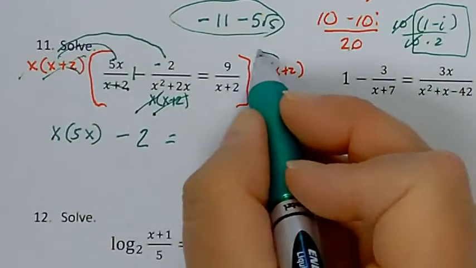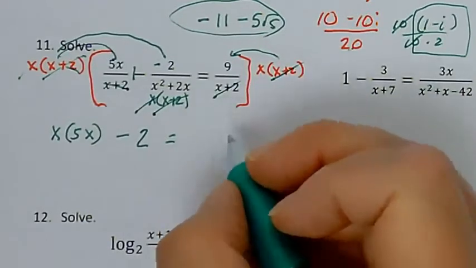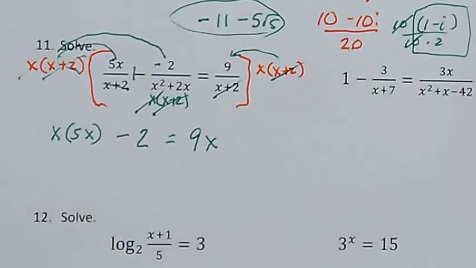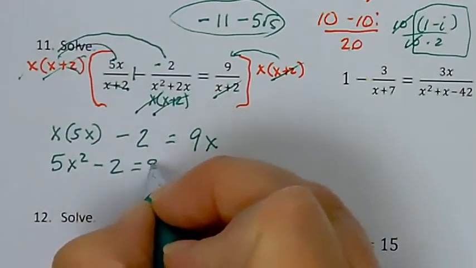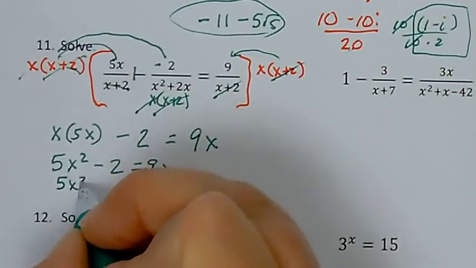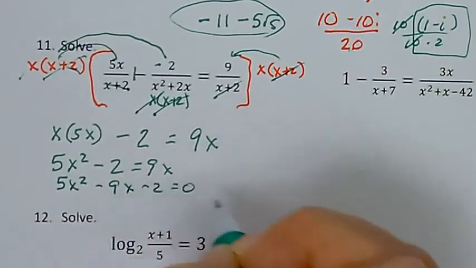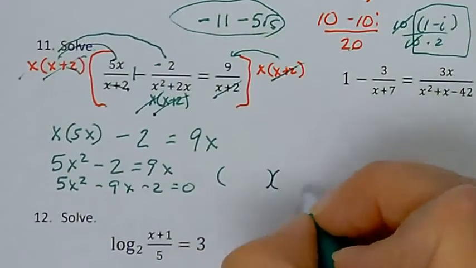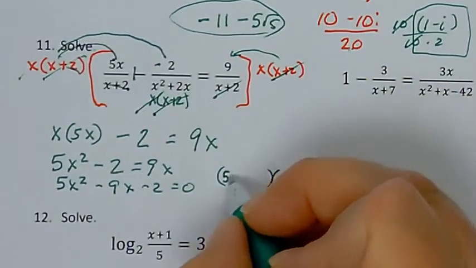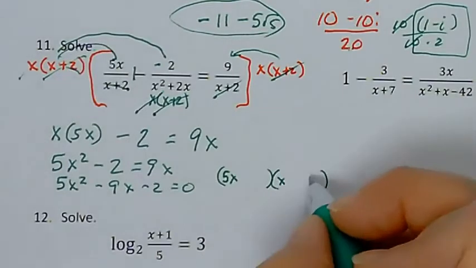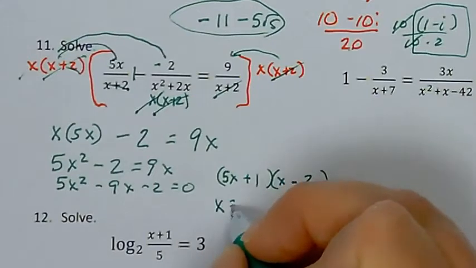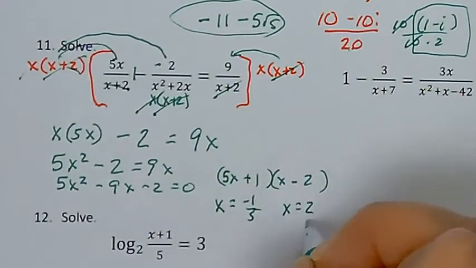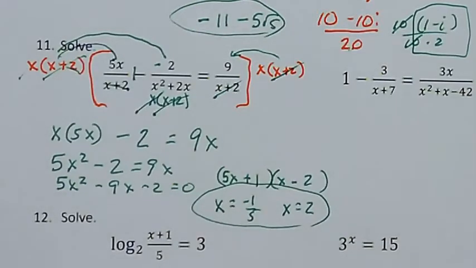On the right side, when I distribute, the x plus 2 and the x plus 2 cancel, so I'm left with 9x. And this is a much nicer looking equation than what I had. So this gives me 5x squared minus 2 equals 9x. So 5x squared minus 9x minus 2 equals 0. I'll see if that factors. So 5x and x, and 2, 1, I want it to be minus 10 and plus 1. So x would be negative 1/5, or x would be 2. Both of those answers would make that statement true.